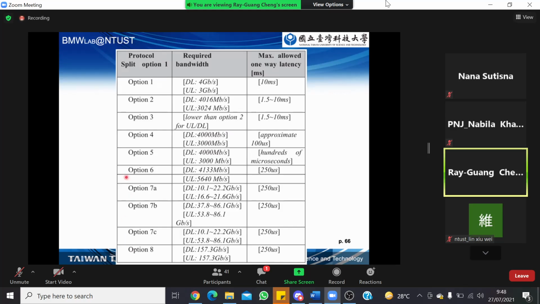Here is a table showing the required bandwidth and the latency. I just focus on the bandwidth. We show you when you split in a lower layer, the required bandwidth will increase. But we forgot to mention, if you do the split in a higher layer, the latency will increase, because all the decisions need to go through the higher layer, so you will introduce a higher latency.